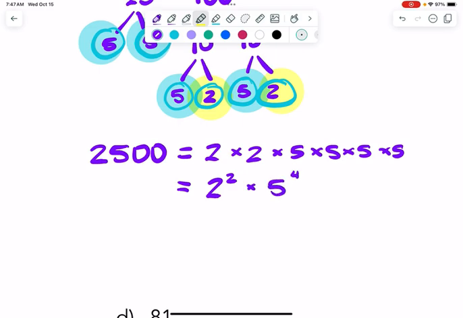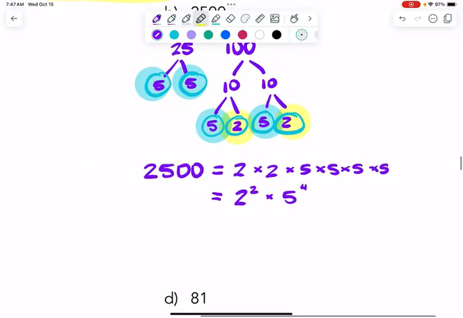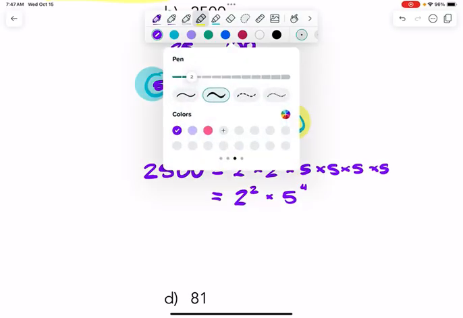And again, I always write the smallest numbers first, because I want my smallest bases to come first in my exponential form. That is the standard form that we accept in math, which would be a communication error if we had swapped it. So I'm always writing it with the smallest base first.